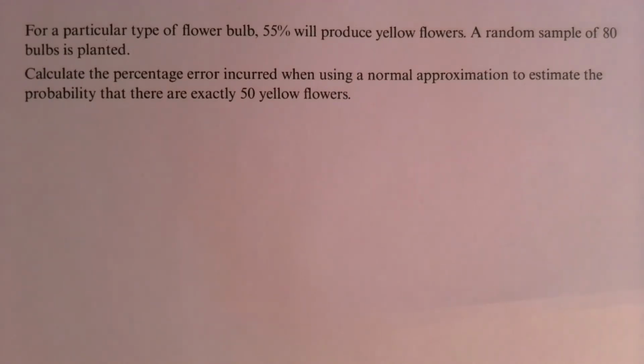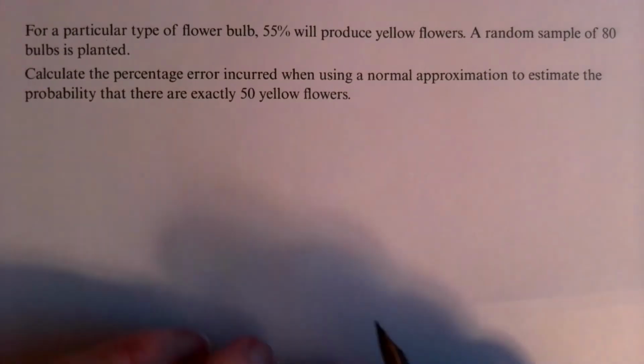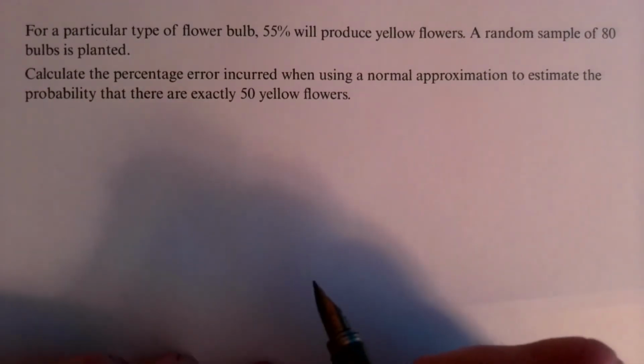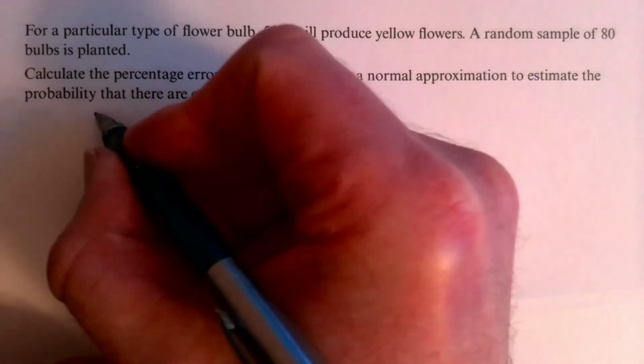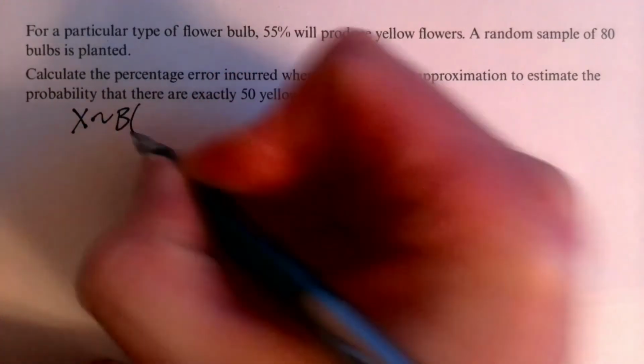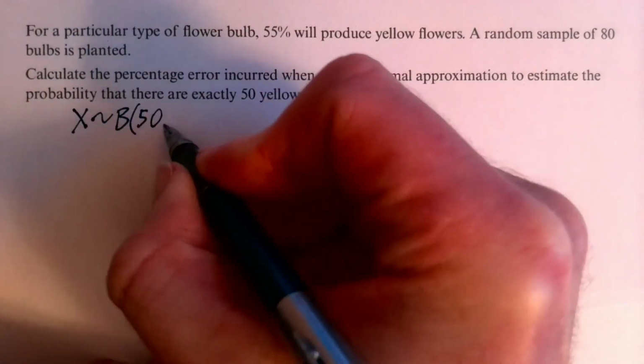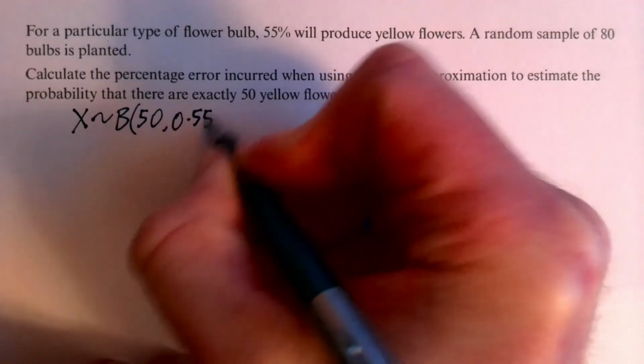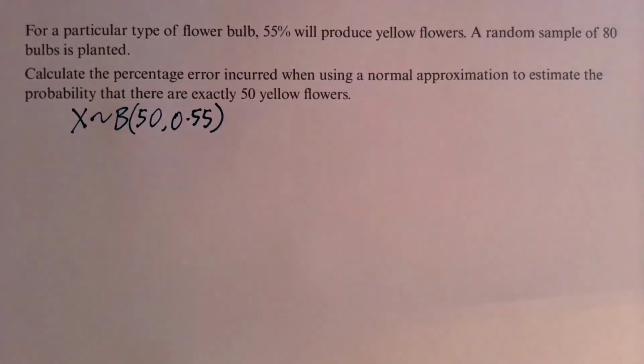when using a normal approximation, we need to know what it actually is for the binomial. This is the reason why they've gone for exactly 50 yellow flowers, because if you were using the formula booklet as you're allowed to in the exam rather than the calculator, that's the biggest value that you could have on that. So the first thing we're going to do is work out the actual binomial value. So we're going to be going with 50 trials and a probability of 0.55.